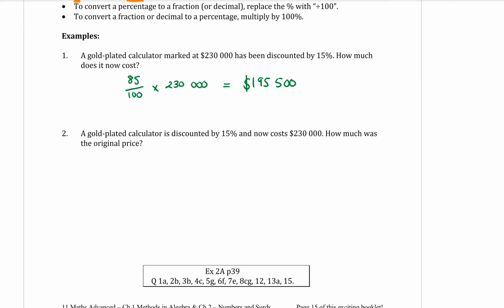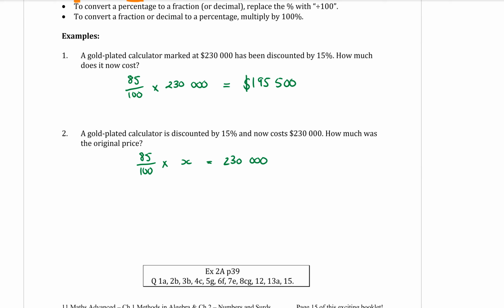Okay, so in terms of a percentage, not 15, sorry. I want to take 15% off 100, so it's 85% again. But it's 85% of the original price. But that's what I'm trying to find out. So I'm going to call that X. 85% of the original price is going to be equal to the price that I've been given of $230,000.